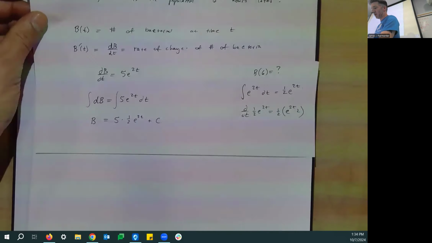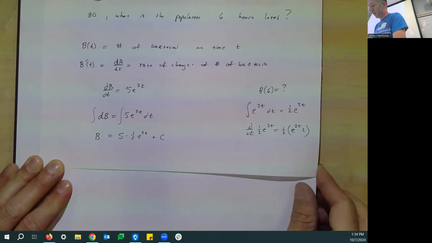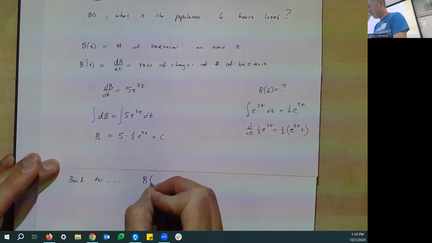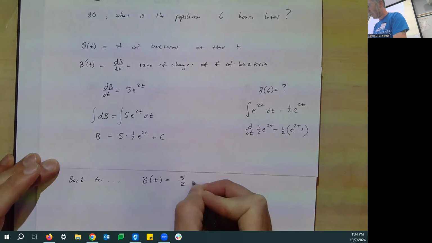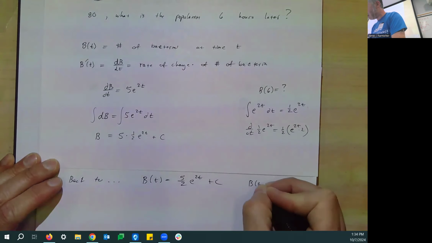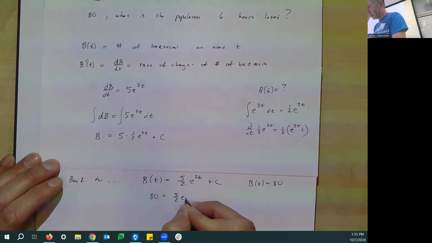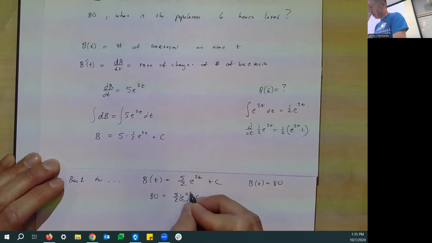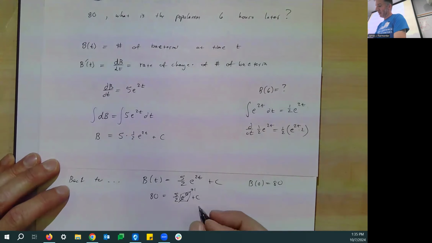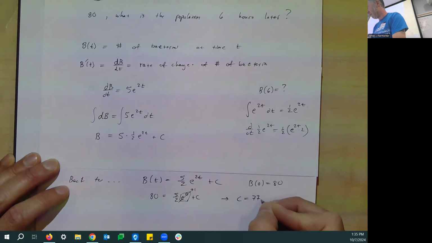So let's see here. What's the best way to do this? I'm just going to cover this up here for a second. So we're going to say that, back to the problem. We have b of t equal to 5 halves e to the 2t plus c. We know that b of 0 is equal to 80. So we have 80 equal to 5 halves e to the 0 plus c. E to the 0 is 1. So c is going to equal 80 minus 5 halves. Let's just use a decimal. That's 80 minus 2.5. So c is going to be 77.5.